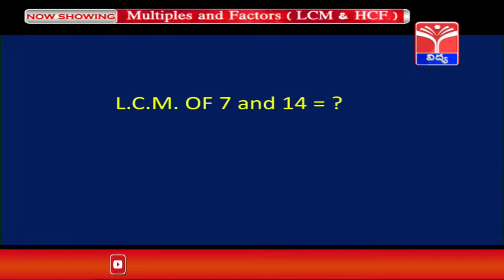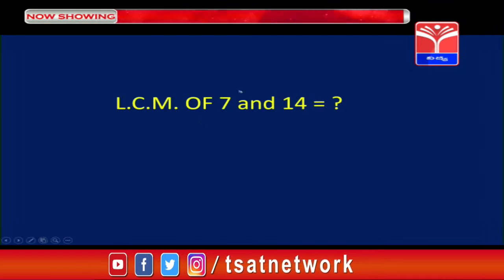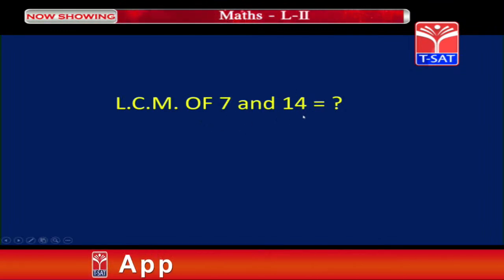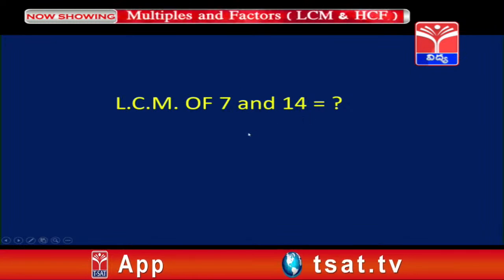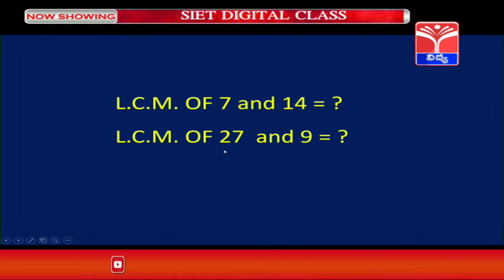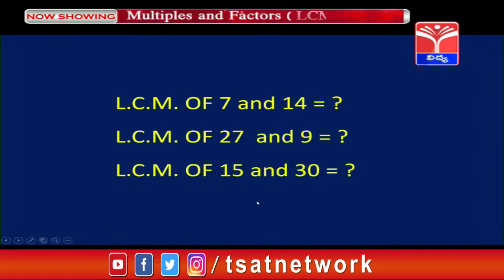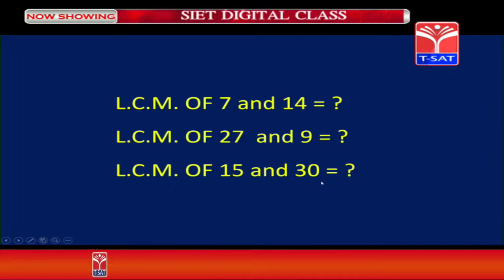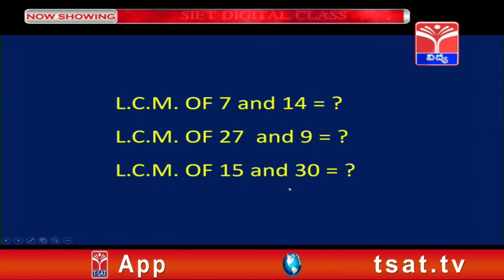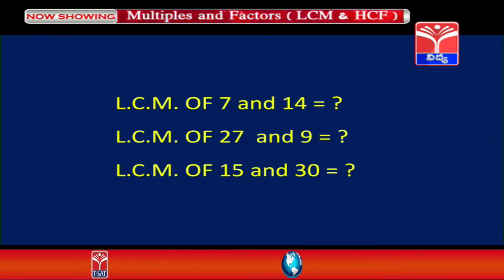Now try to answer these questions. What is the LCM of 7 and 14? Write in your notebook. LCM of 7 and 14 is 14, obviously. And write the LCM of 27 and 9. LCM is obviously, yes, you are right, 27. Now without writing all the multiples, we can write the LCM of 15 and 30 as well. The LCM is 30 here. In this way, we can write the LCM for any two numbers without writing their multiples.